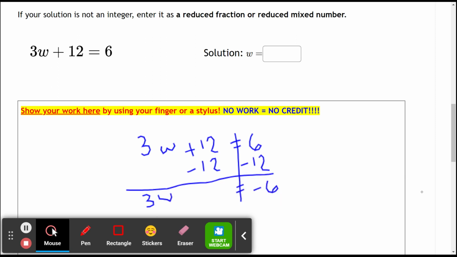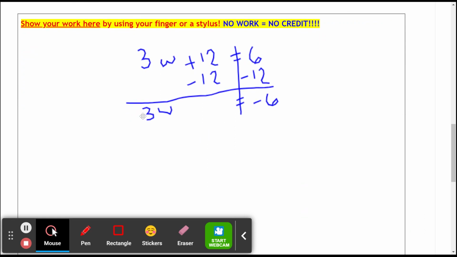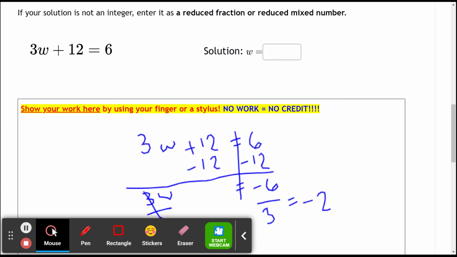6 minus 12 is -6. And then there are 3 weights weighing -6, which is kind of weird. But anyway, we need to divide by 3 because that's the inverse of multiplication. So those 3's cancel, and -6 divided by 3 is -2. So that would be it. W is -2.